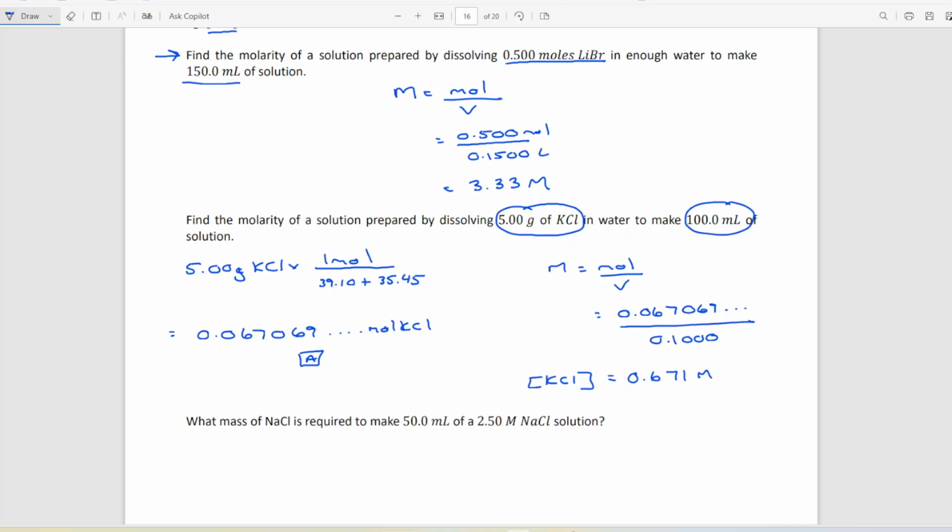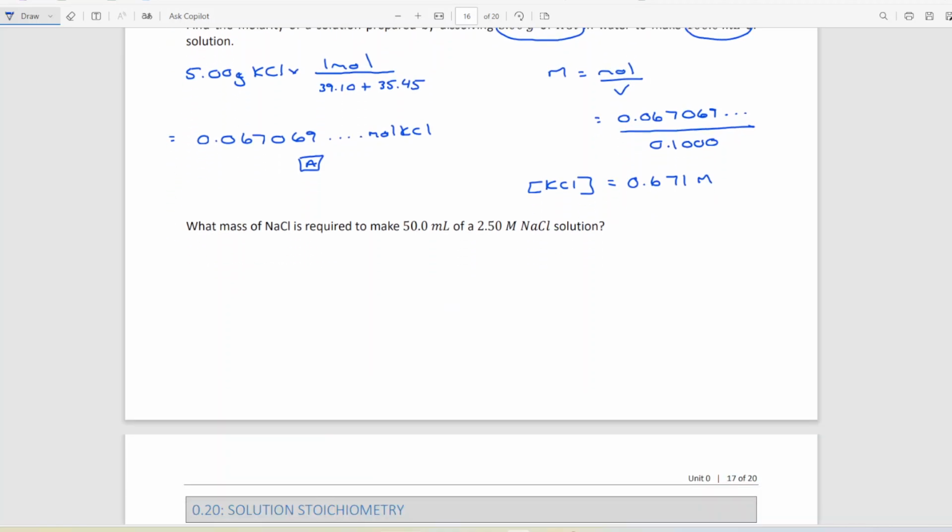Awesome. Okay, last one is kind of what we're going to do next, but we are going to use molarity to then determine moles to then determine mass. We're kind of going to go the opposite way. So we want to know the mass of sodium chloride required to make 50 milliliters of a 2.5 molar sodium chloride solution. So the first thing we have to do is find moles. So the formula for moles is moles equals molarity times volume.